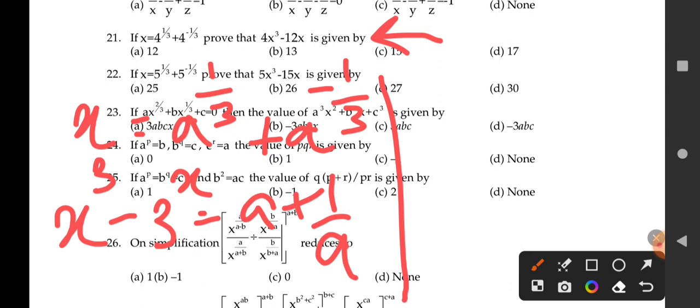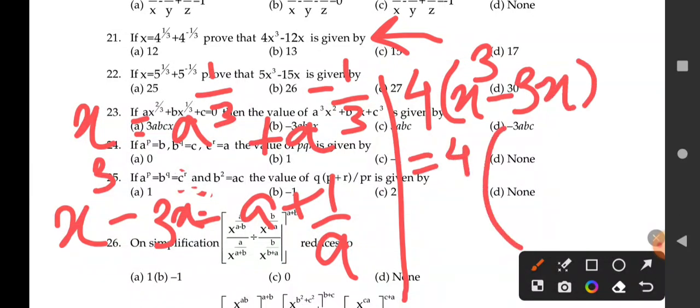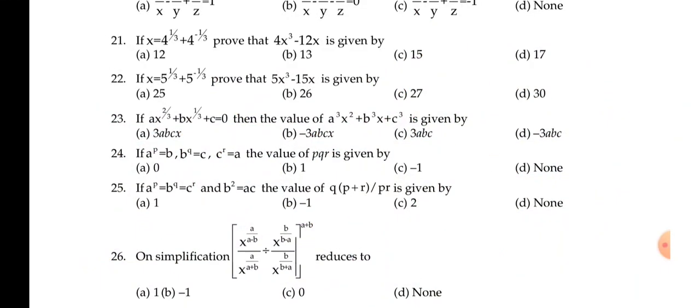So in this formula, you are asked 4 into x cube minus 3x. So we have 4 into, what is a? A is 4 plus 1 by 4. So we have 16 plus 1, that is 17. Option number D. Question 21, option number D.